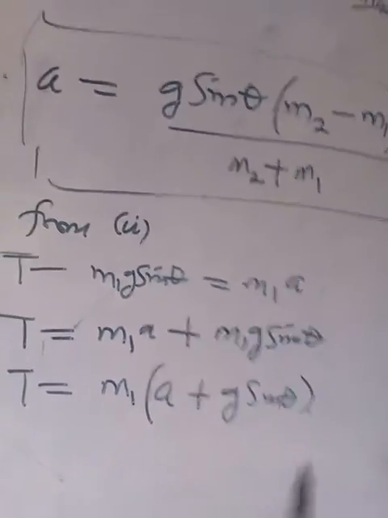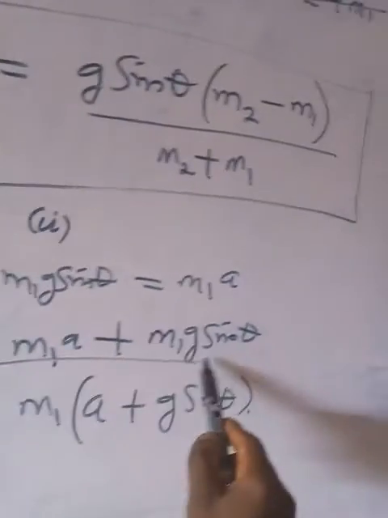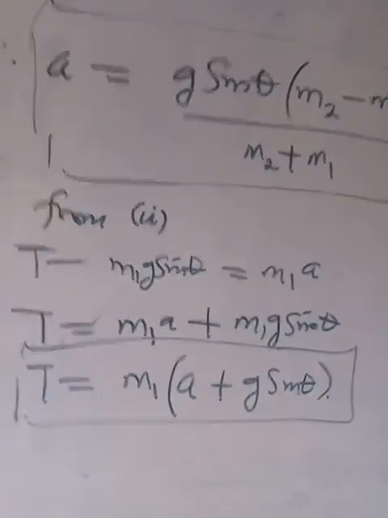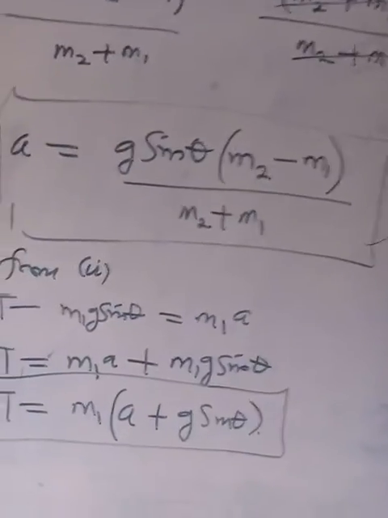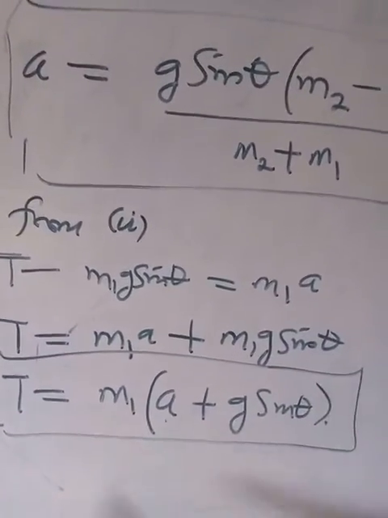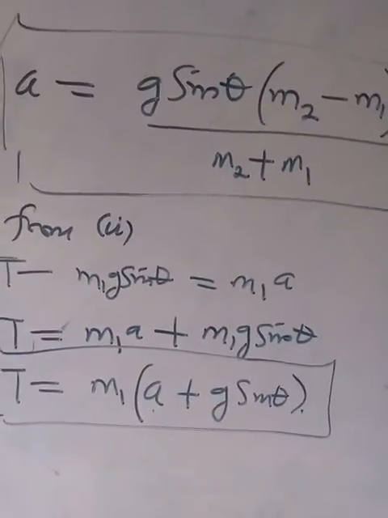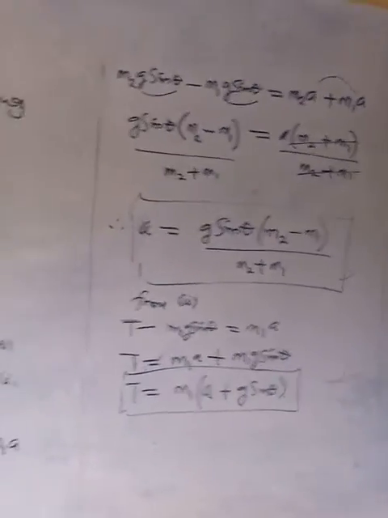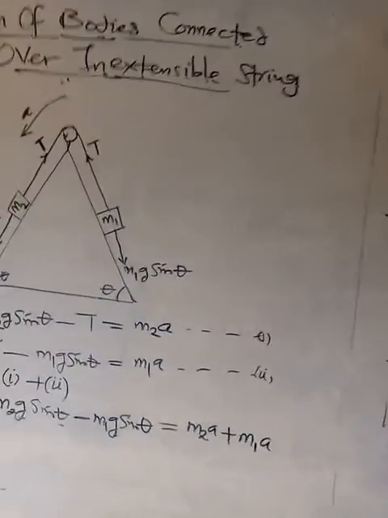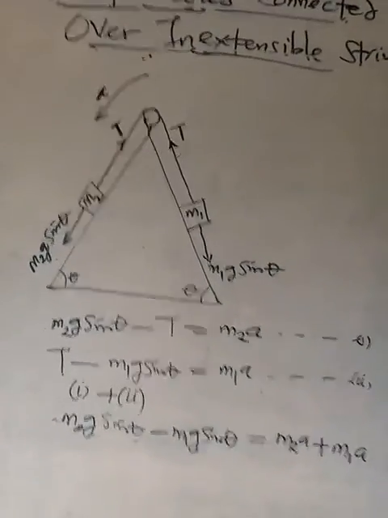With this, we have determined the tension on the string. The tensions on the string are equal. If we have calculated our acceleration, we substitute it into this formula to calculate our tension. This is how to determine the acceleration and tension on the string when we have motion of connected bodies from this figure.